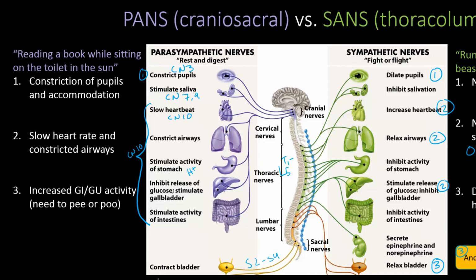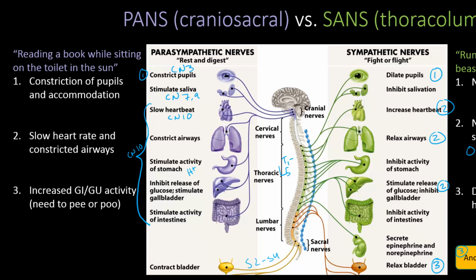The big one here is contracting the bladder. So it's going to do exactly the opposite of what the sympathetic do. Sympathetic relax the bladder. This would contract the bladder, and this would also relax the sphincter. So these are kind of important points to have in mind.